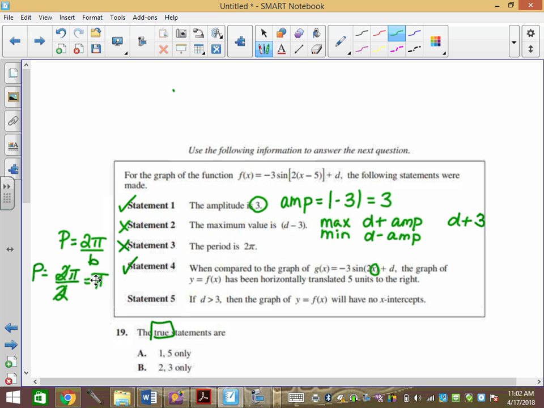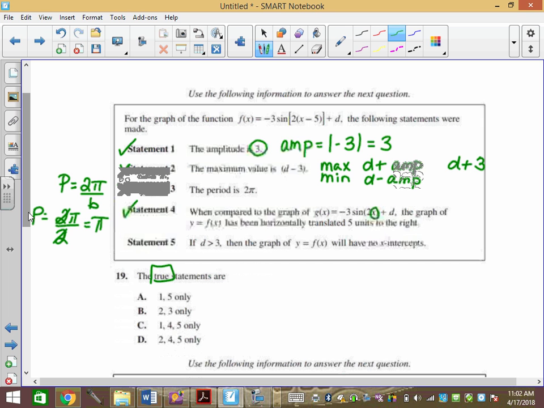If D is greater than 3, then the graph will have no x-intercepts. This graph right now is at a line of D, and it is down 3, and it is up 3. We agree? So, if D is greater than 3, let's make it be a value greater than 3. 4? Okay. If D is 4, let's say, what would my maximum be at?